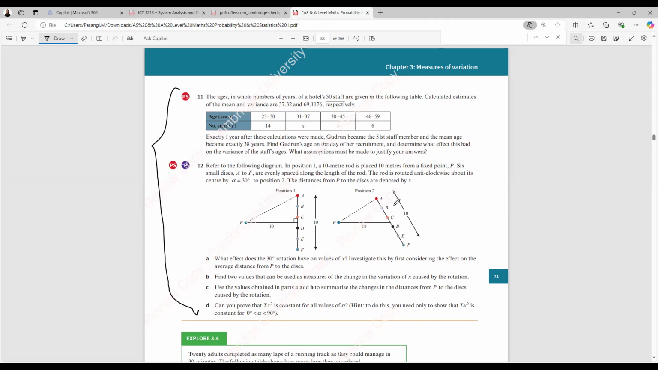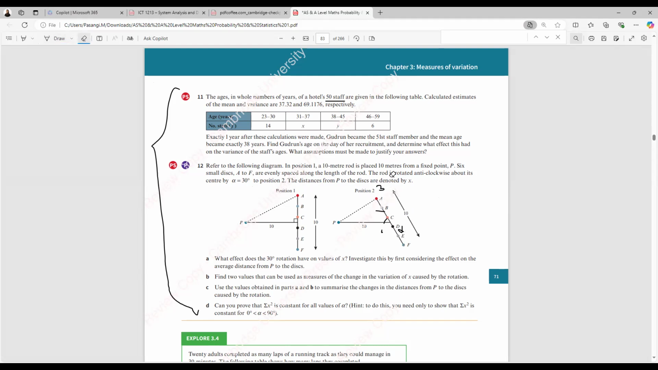Okay, that means from here to here, this angle would be alpha. Alpha would be 30. එතකොට මෙතන ඉඳන් මෙතනට තියෙන angle එකත් again it would be 30. That means this angle would be 60. Since here we had a right angle. Now, in position 2, the distances from P to the discs are denoted by X.